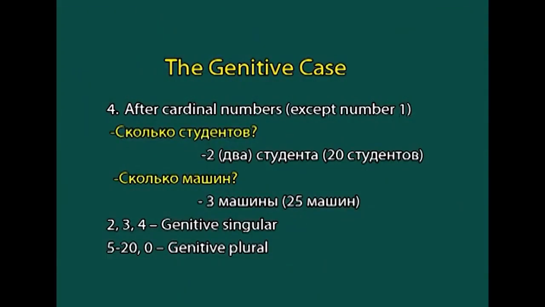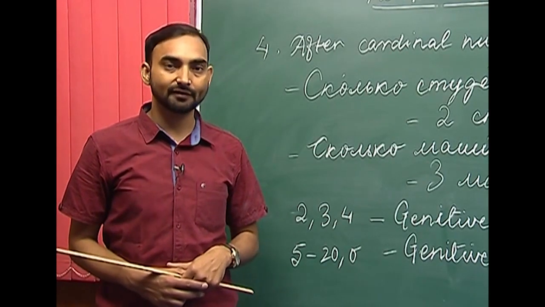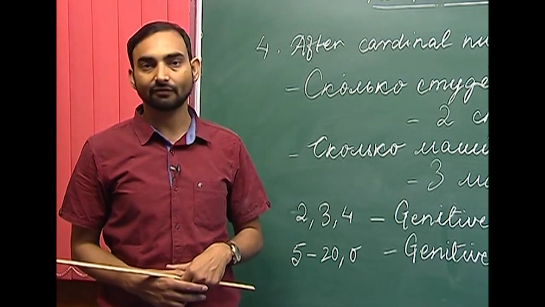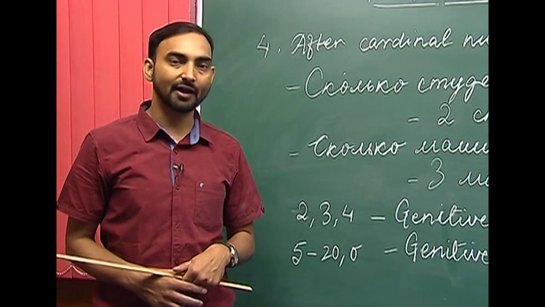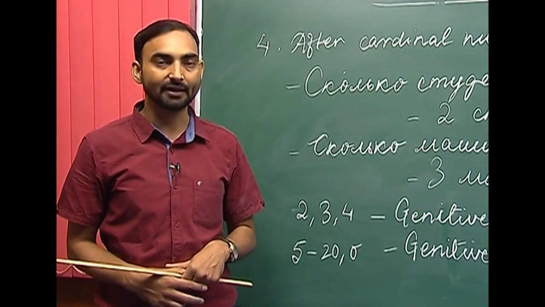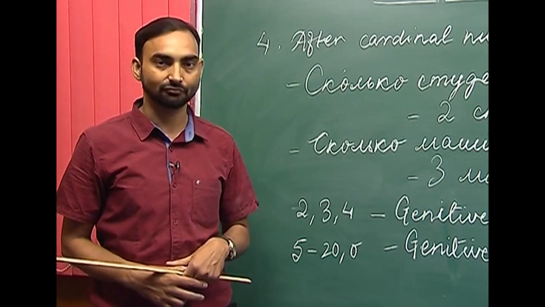So, this is the fourth use of the genitive case. The genitive case of nouns is used with the cardinal numbers except 1. With 2, 3, 4 we use the genitive singular, and with 5 onwards up to 20, and if the number ends with 0, we use the genitive plural form of the noun.